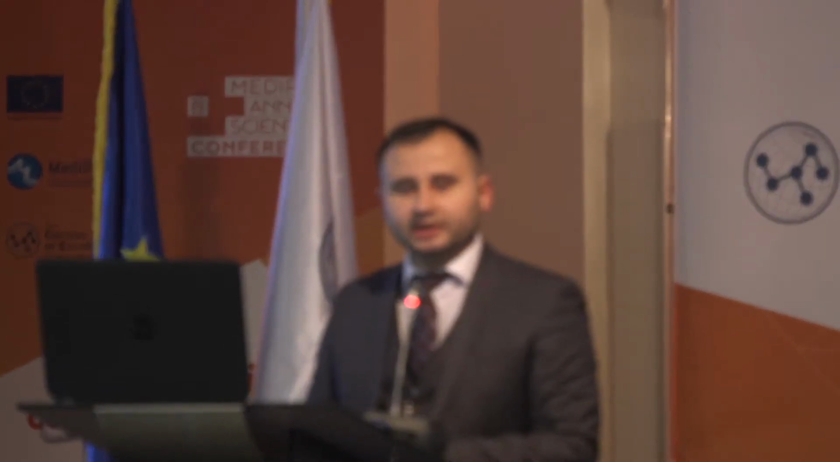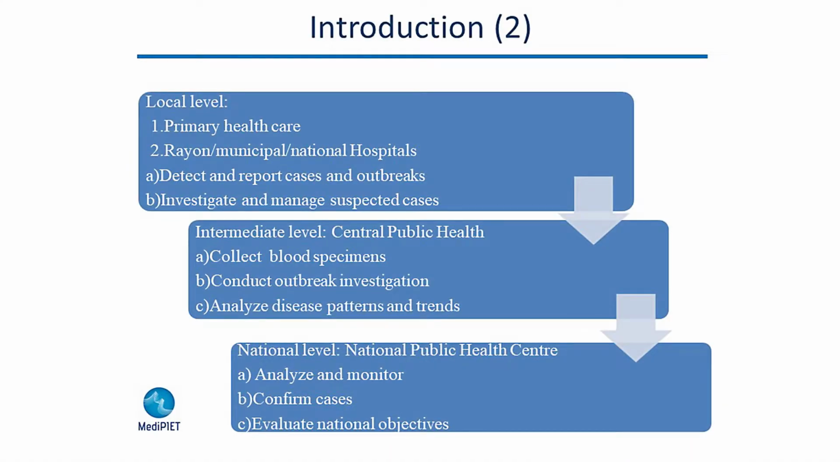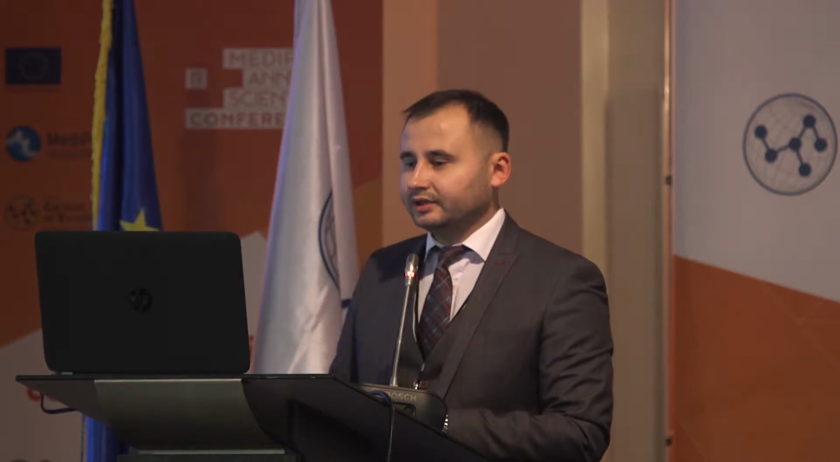The system is case-based, and to have an overview of the situation in the country, we had the last cases of measles in 2014 and rubella cases in 2012. The system is quite simple. It has a flow chart with 3 levels: local, intermediate, and national. The local level is primary health care, the intermediate is public health centers, and the national is the national public health center. The primary health care is detecting and reporting cases within 24 hours.